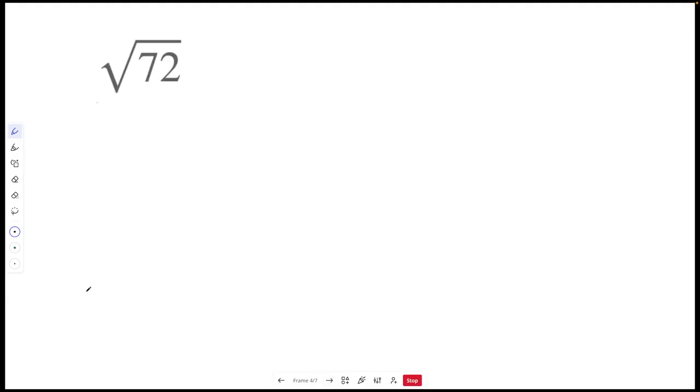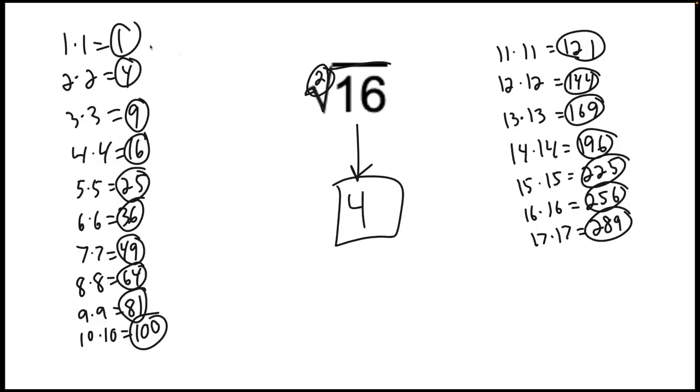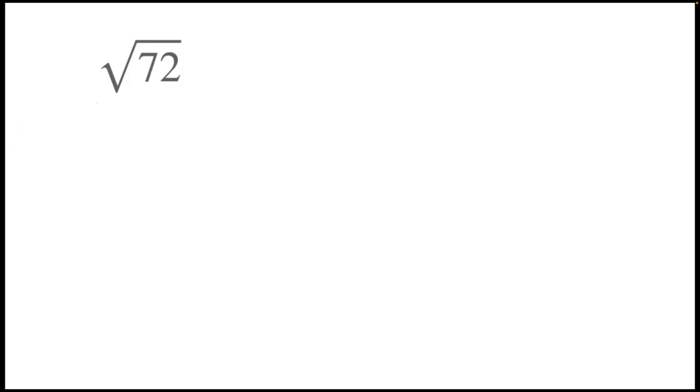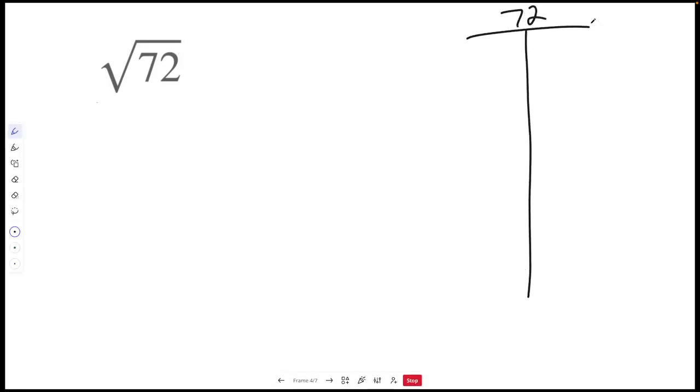All right, here's our problem, square root of 72. What happens if this number under the radical is not a perfect square? 72 is not on that list that we just wrote. So what we have to do is make a factor table for 72. And here's my favorite way to do a factor table.